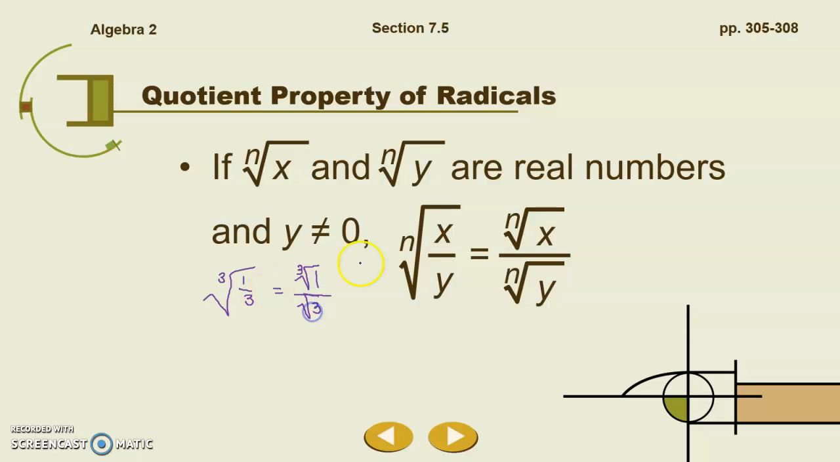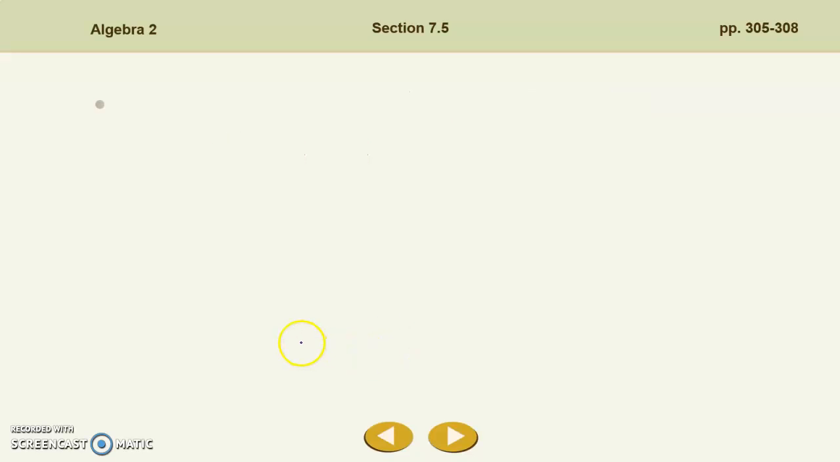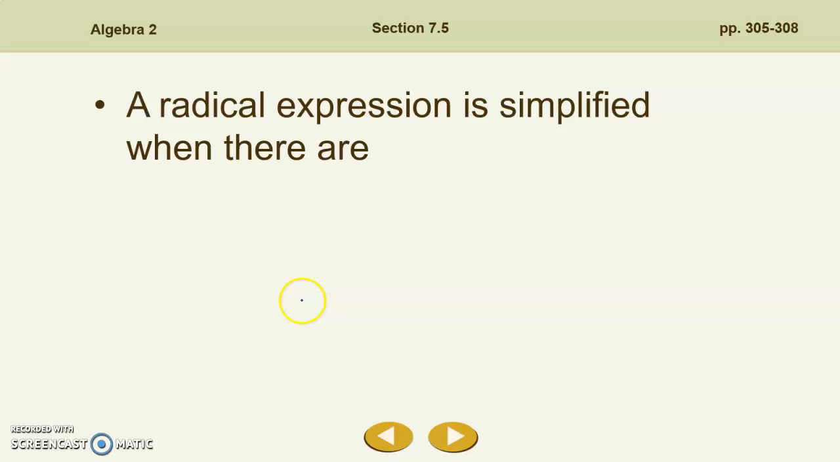If you think back to the product property, like the one we did in the warm-up with that -25, we were able to split it into its factors. We said -1 times 25, and the product property says we could write that as the square root of -1 times the square root of 25. The quotient property of radicals is very similar. If we've got a fraction in the radicand, we can just split that into two separate radicals, a numerator and a denominator. But that creates some problems for us, and we're going to talk about those problems in just a second when we talk about whether a radical is fully simplified.